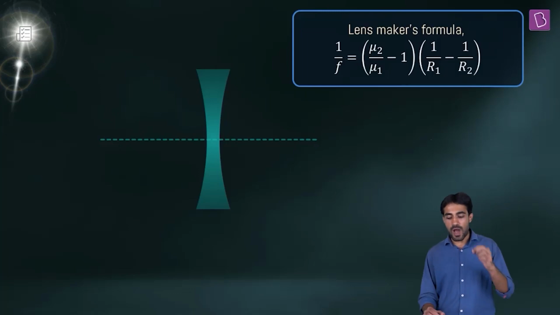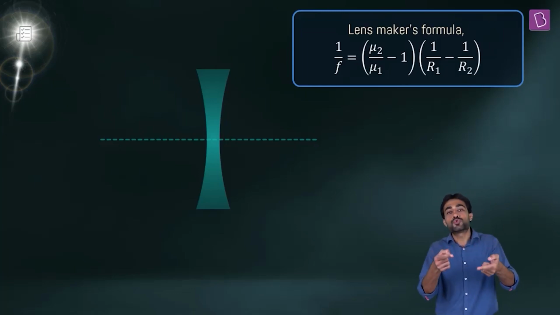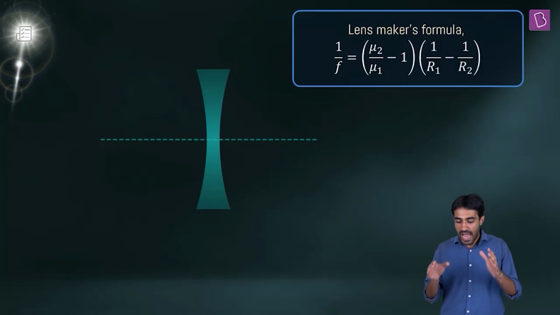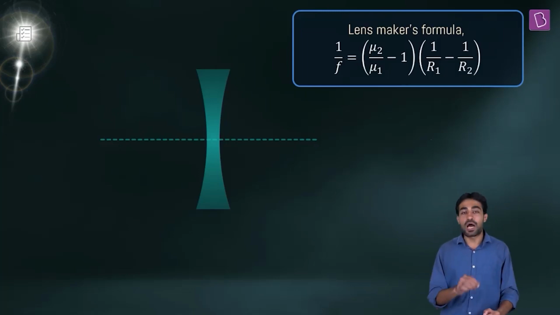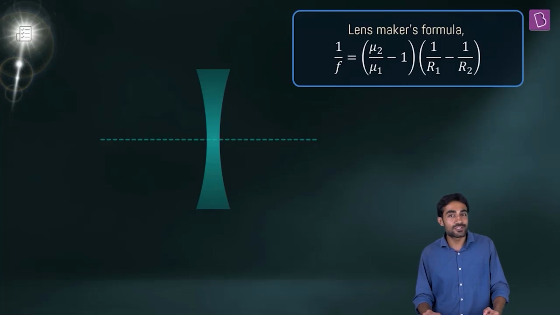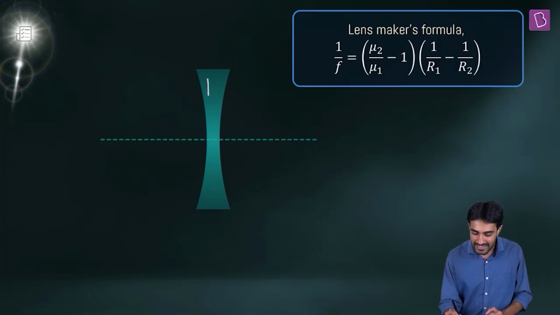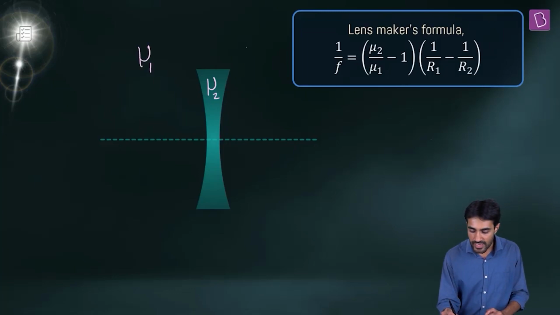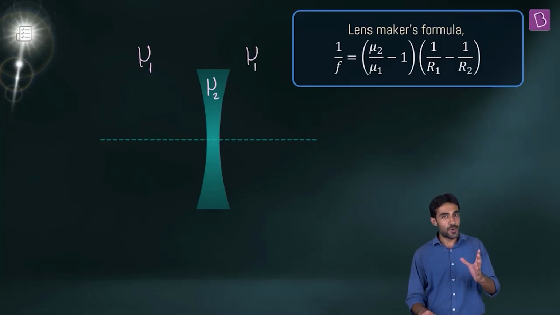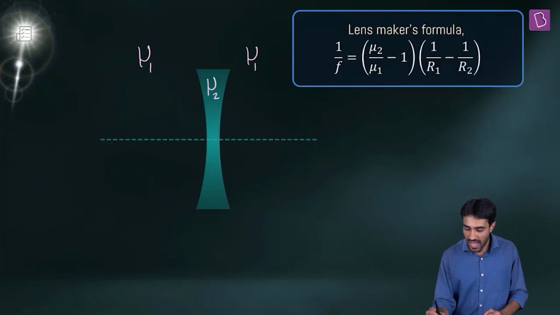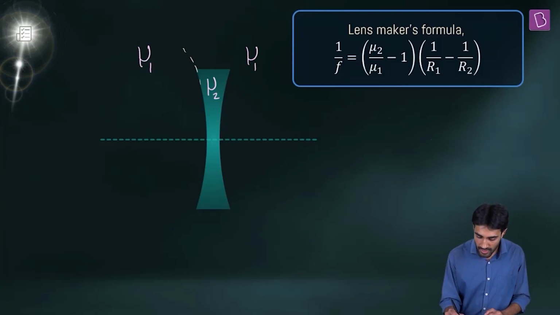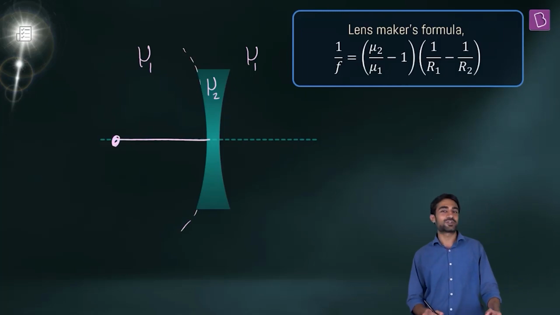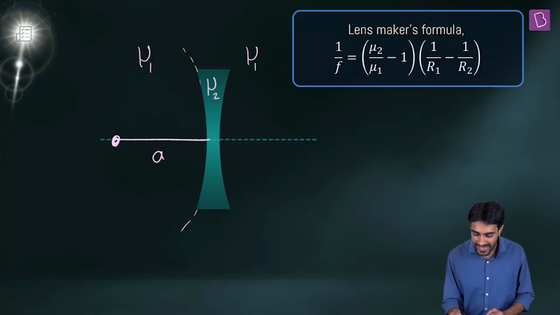The formula is 1 by f equals (mu2 upon mu1 minus 1) times (1 upon r1 minus 1 upon r2). You will ask, what is this mu2? What is this mu1? What is this r2? What is this r1? Well, I will show you. Mu2 is the refractive index of the material of this lens, and mu1 is the refractive index of the outside medium. And we can see R1 is the radius of curvature of this surface. This is R1. Got it? Let's say the value of R1 is a.